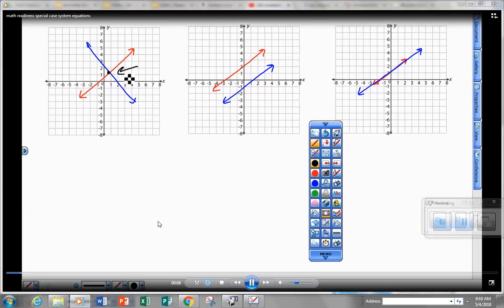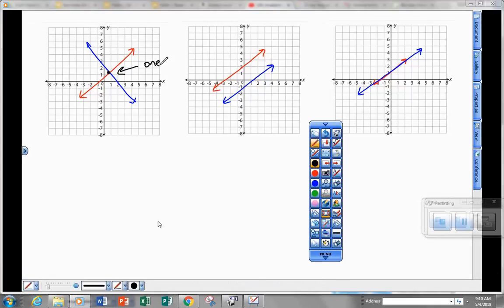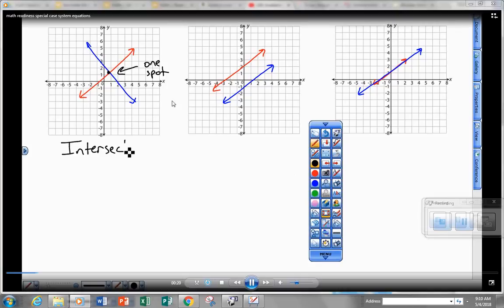So that first one I'm looking at there, it touches and intersects in one place. Any graph that looks like that for a system, more than one line on one graph, that shows intersecting in one spot. That's one solution. Those equations would have different slopes. So again, knowing by looking at the graph, if they intersect in one spot, that is one solution.